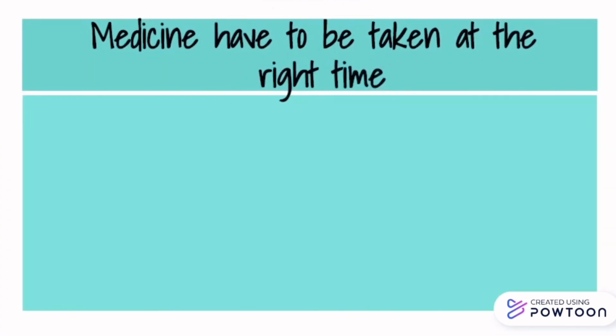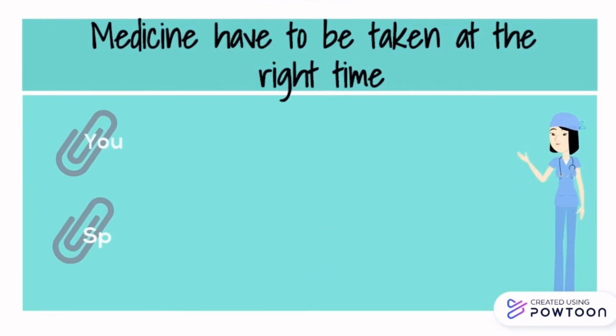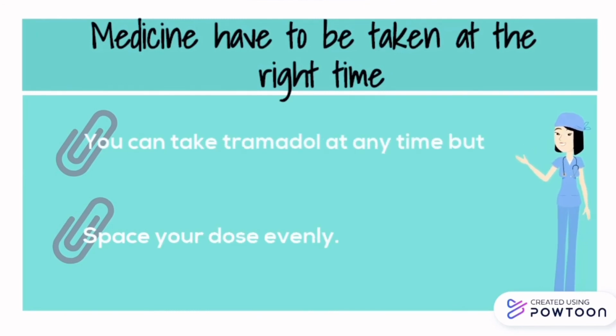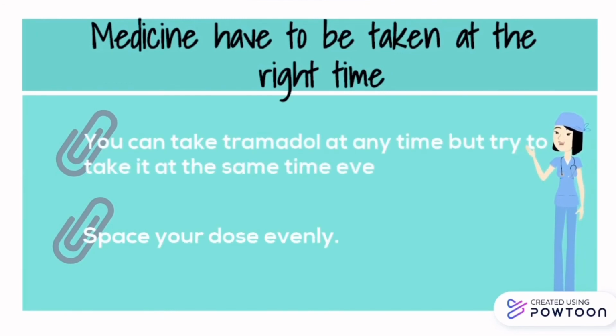Okay, as was mentioned previously, medicine has to be taken at the right time. How? You can take tramadol at any time, but try to take it at the same time every day, and make sure you space your doses evenly. As an example, if you have to take tramadol twice daily, which is two times a day, you need to take it every 12 hours. If your first dose is at 8 a.m., then your second dose will be at 8 p.m.